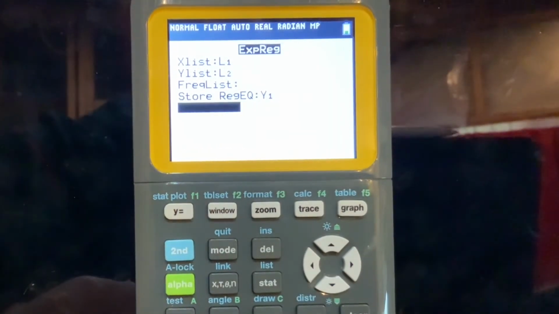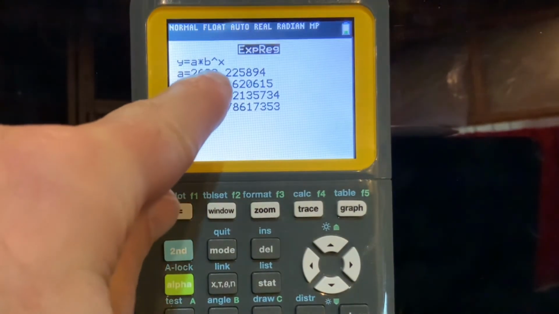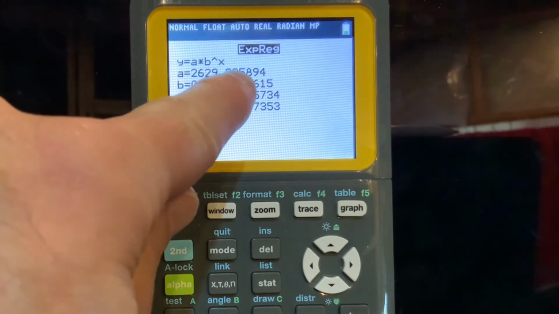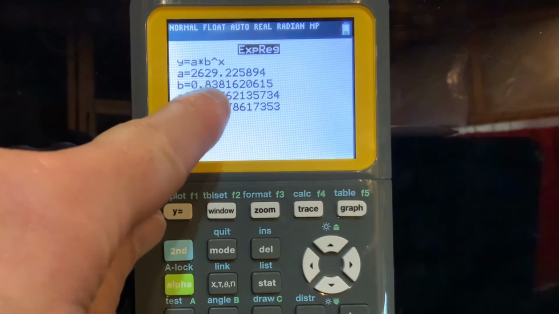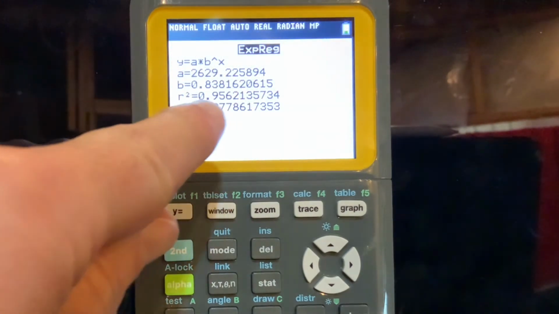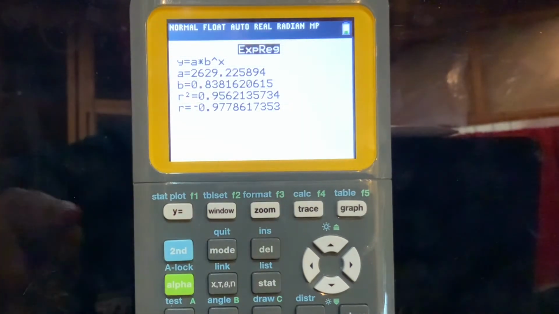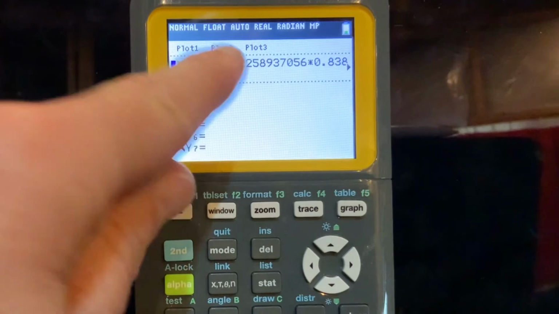Go down here and calculate, and it's going to use those points and give us the best exponential equation that would fit the data. So A to 3 decimal places is 2629.226. B to 3 decimal places is 0.838. Don't worry about R squared or R at this point. Notice if I go to my Y equals button, I told it to put the equation in here, and it did.